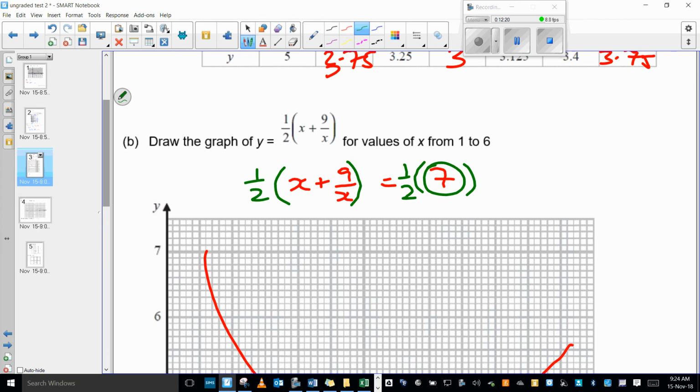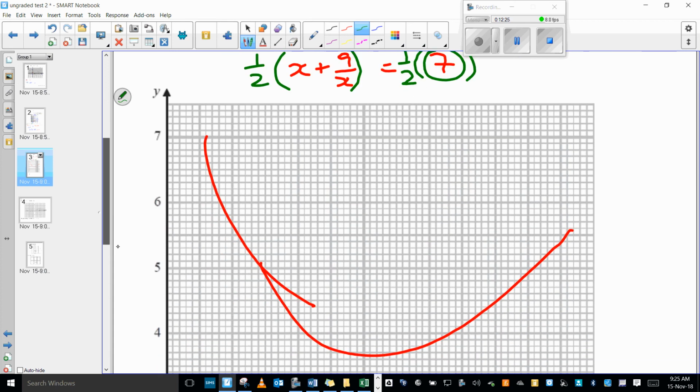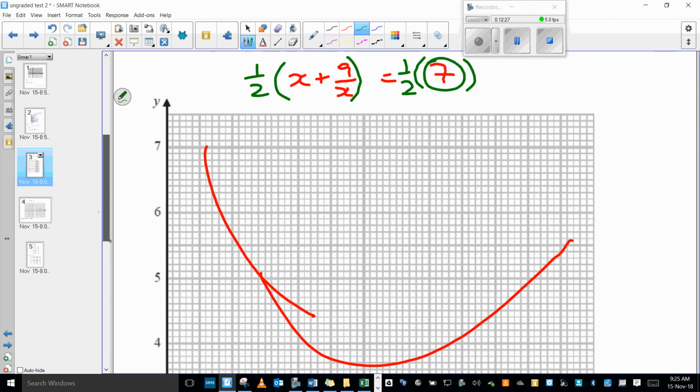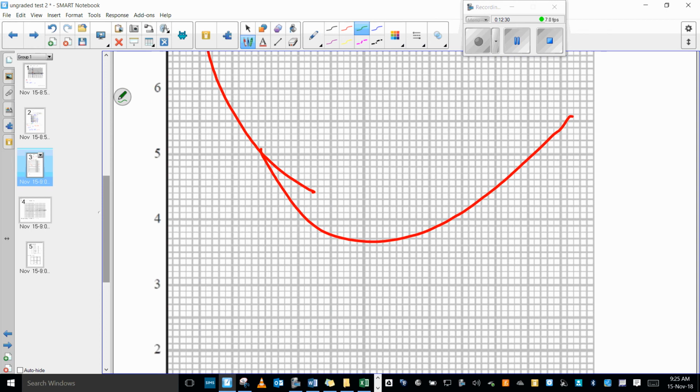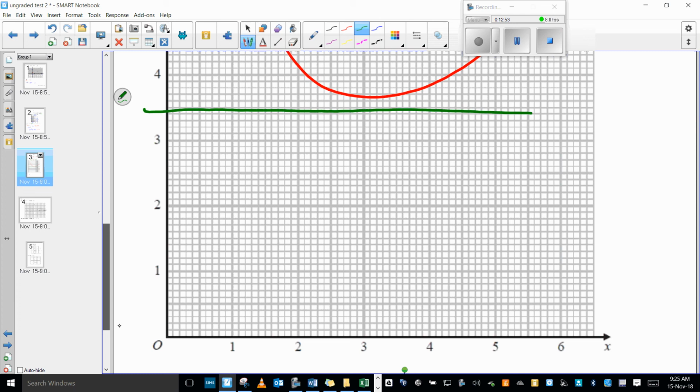Oh, I see. So it means that we're not going to draw a line across 7, we're actually going to draw it across at 3.5. Okay, and I'm going to see mine doesn't hit it, but yours does. Okay, so you draw a horizontal line at 3.5, and it should be 1.7 and 5.3. Yeah. So it should be 1.7 and 5.3.